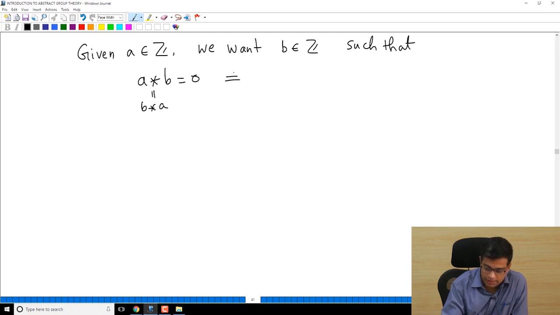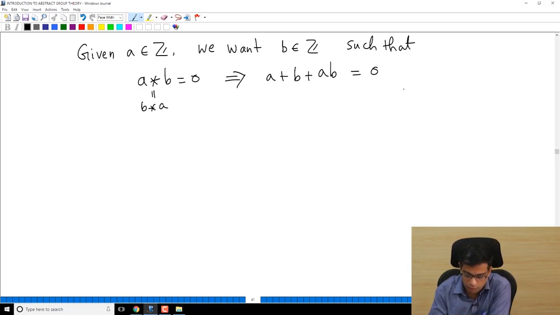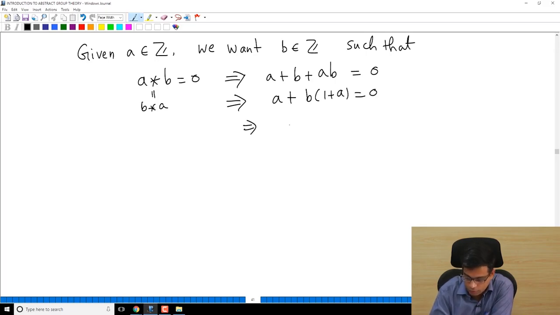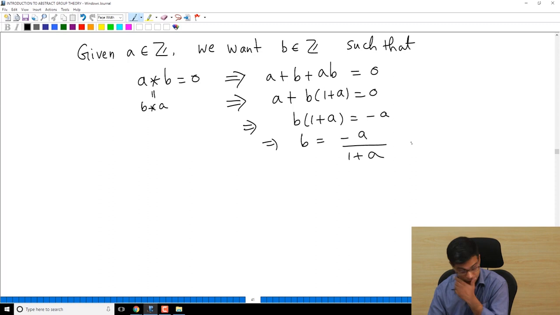Okay. But what is A star B? That means A plus B plus AB must be 0. Okay. So, we know A, we have to solve for B. So, let us try to solve for B. This will be A plus B times (1 plus A) equal to 0. So, we can try to write it like this: B times (1 plus A) is equal to minus A. So, B should be minus A divided by 1 plus A. Okay. This is what B should be if A star B is 0.